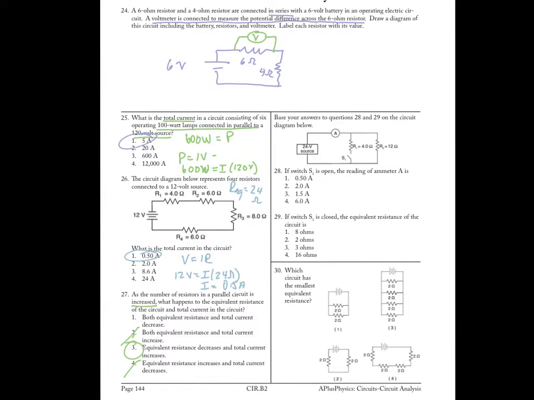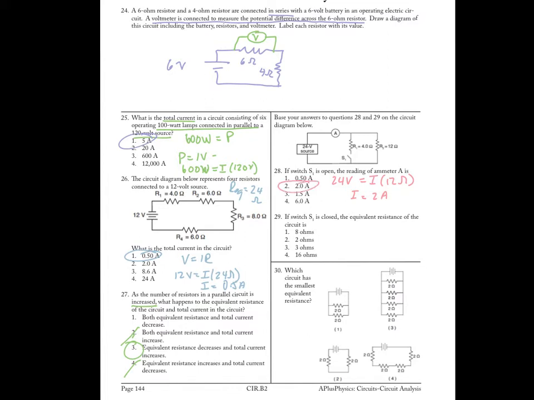Let's pick a different color. Let's go with pink. 28 and 29 is with this diagram with the switch. If switch S1 is open, that means we can disregard that branch with the open switch. So that means our current reading in the ammeter A, we could neglect that one branch. Just use V equals IR. And we're using just a 12 ohm resistor. 2 amps.